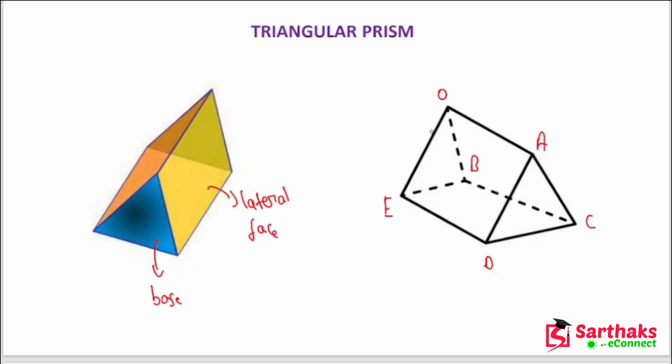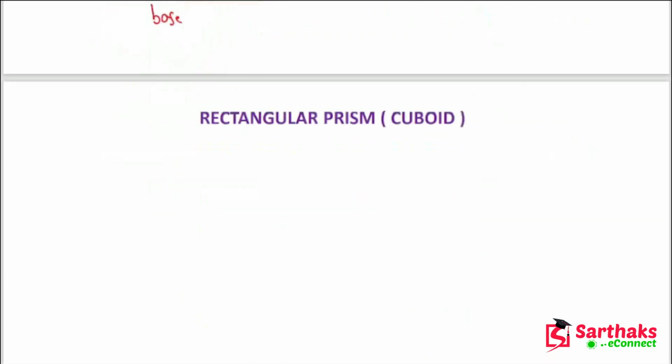E, B, C, D, A, so 6 vertices. If we have to count faces, there will be a total of 5 faces. With the help of the diagram, you can clearly see this is a triangular prism. The ends are triangular, and since the triangle has 3 sides, there are 3 rectangles which form the lateral surfaces.